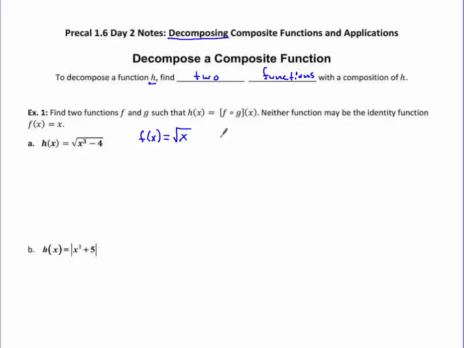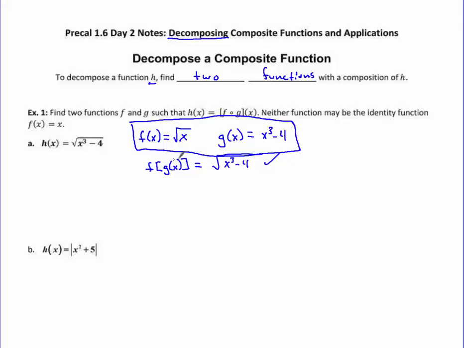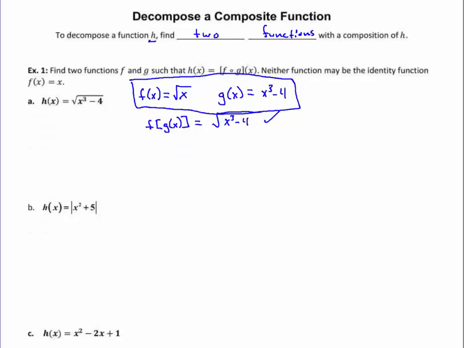Well, if I had another function that said g of x equals x cubed minus 4, when I got told to do f of g of x, I can see that that would be the square root of x cubed minus 4, which is what I had. So there's my decomposition of this function. All right, let's do another one.